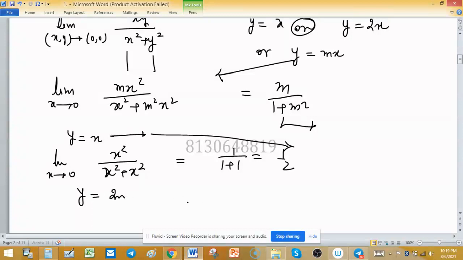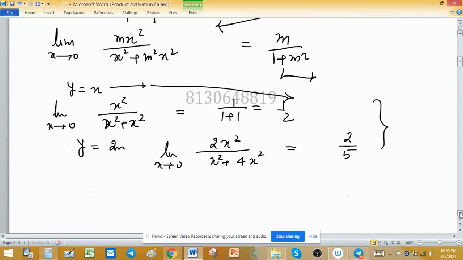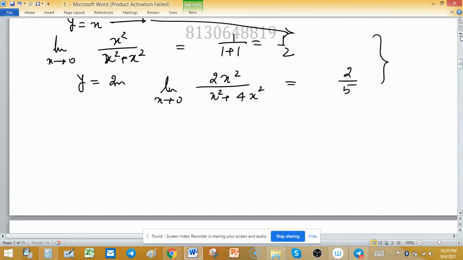Along y equal to 2x, we will have limit x tending to 0 of 2x square upon x square plus 4x square. After taking x square as common, we have 2 upon 5. So we can say that along different paths we are getting different limits. So the limit of this function does not exist at the point (0,0).